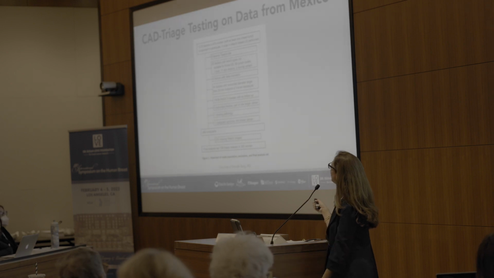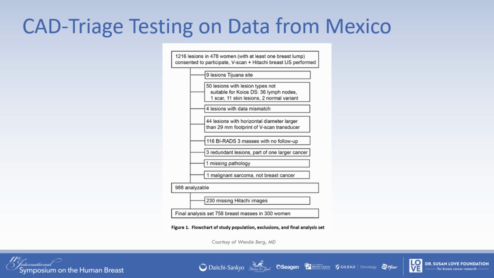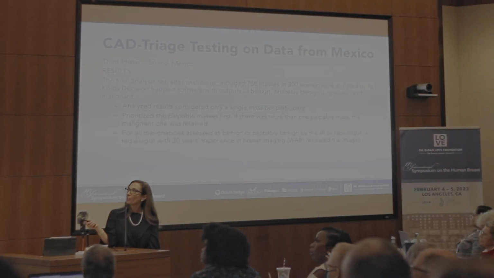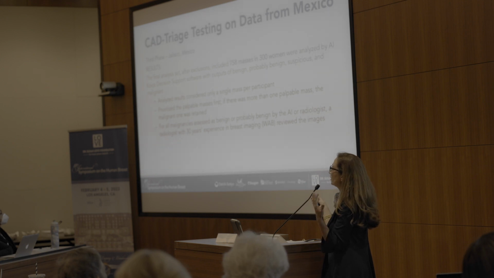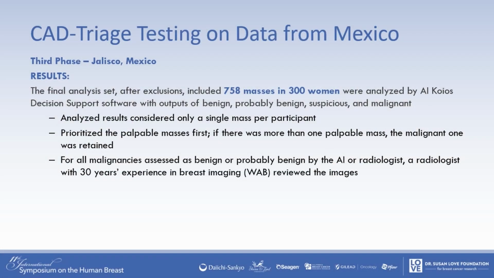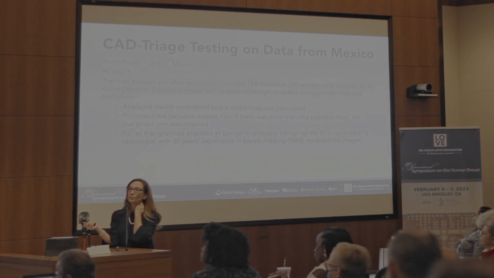And we started out with 478 women, 1,216 lesions. A number of exclusions occurred, so the final analysis was with 300 women and 758 breast masses. And there was a sub-analysis using only a single mass per participant. We prioritized the palpable masses first, and the malignant one if there was more than one palpable. And for all malignancies that were benign and probably benign by the AI, the radiologist, Dr. Wendy Berg, looked at the images.